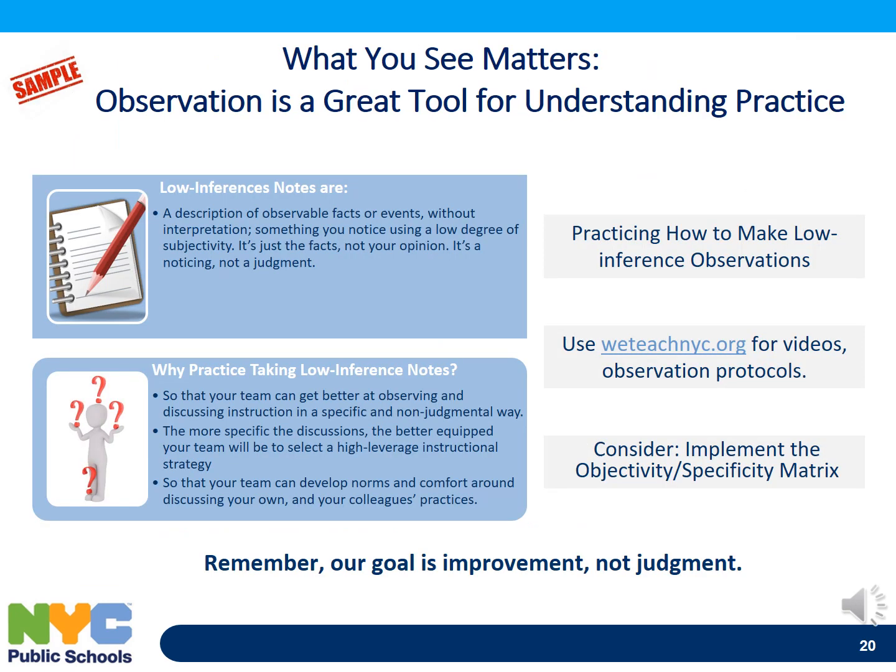One way to better understand school practices is observation, whether it occurs through a formal or informal process. And a potential strategy for capturing what is observed is taking low inference notes, which involves a description of observable facts or events without interpretation or judgment. Consider browsing some of the resources on weteachnyc.org for additional resources, including the Objectivity Specificity Matrix, which we will take a closer look at on the next slide.